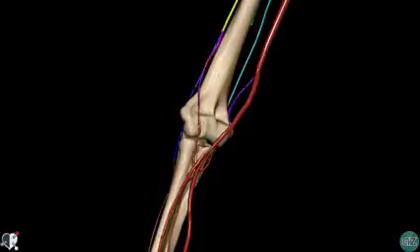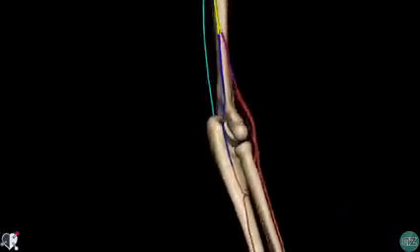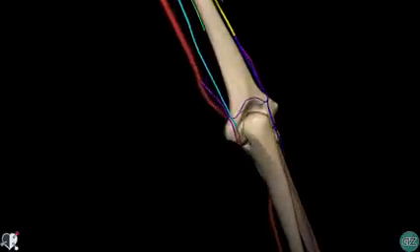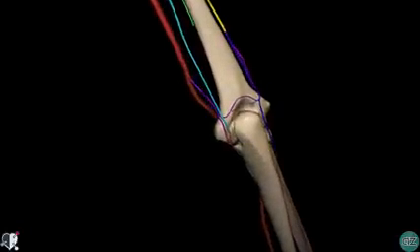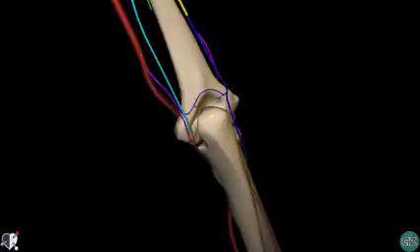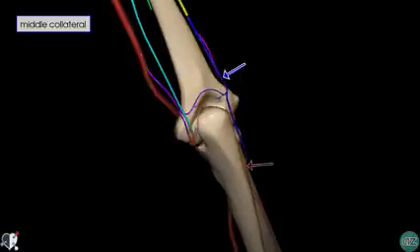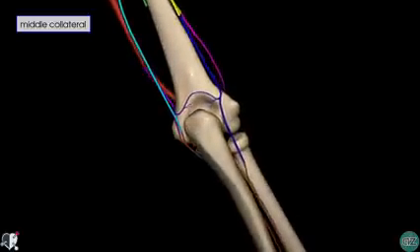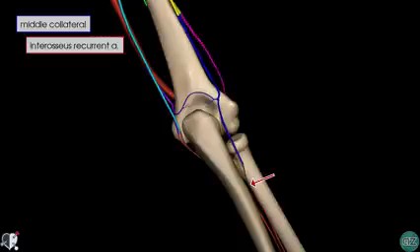So I've just zoomed in a little bit, and if I rotate the model round so we have a posterior view of the elbow, you can see how these collateral arteries anastomose around the elbow joint to form this rich anastomotic network. Looking at the middle collateral artery in blue, you can see how it descends to anastomose with this vessel here. This is a branch of the posterior interosseous artery known as the interosseous recurrent artery.